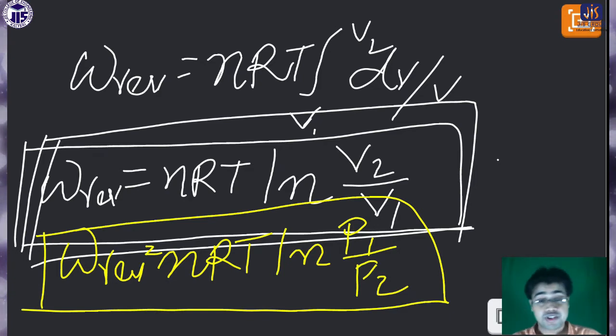So these two equations are very much important for your exam purpose, or to solve the numerical problems. You have to keep in mind that either W reversible equals nRT ln V2 by V1, or it will be nRT ln P1 by P2. Okay, so now it is the expression of a reversible change. So now we will move to the irreversible change. What will be the expression for irreversible change?